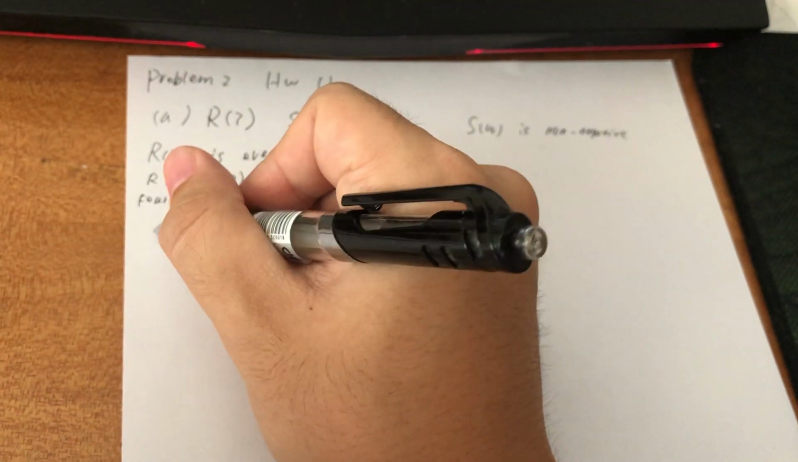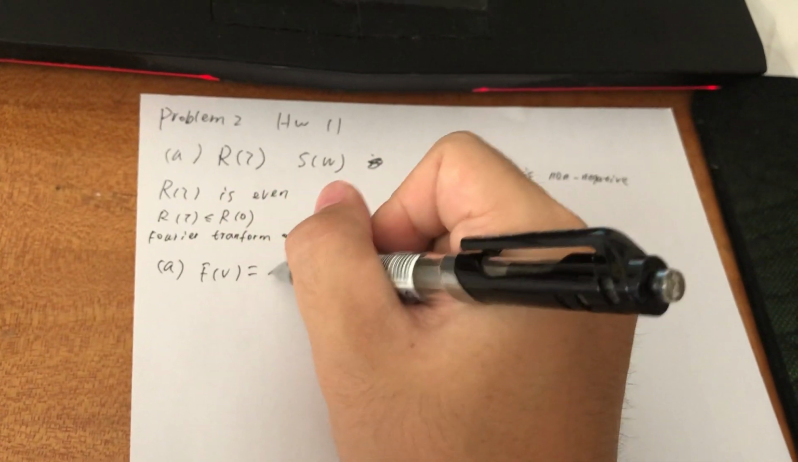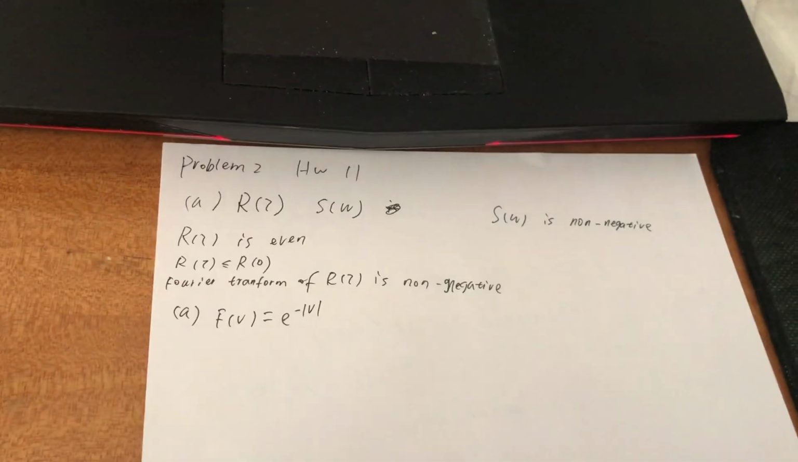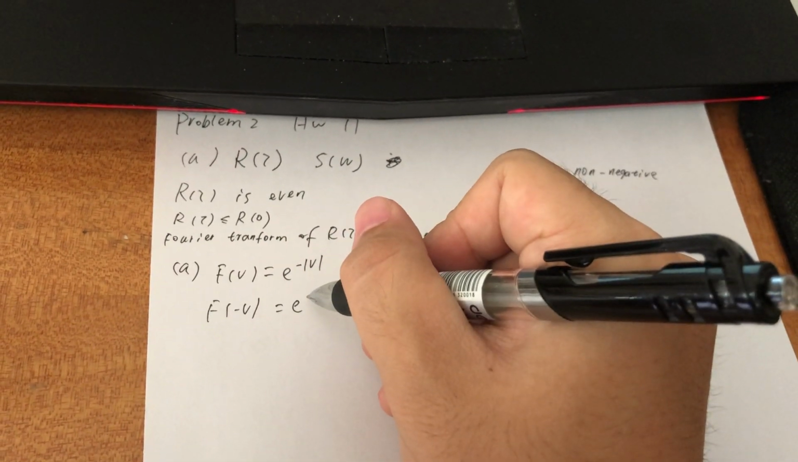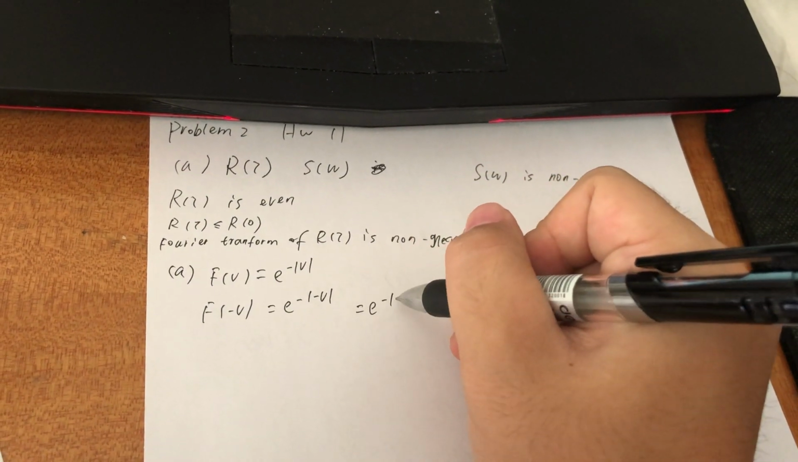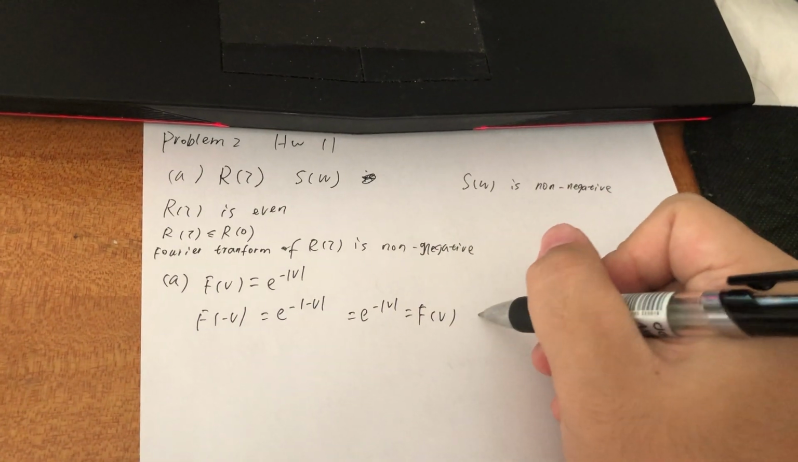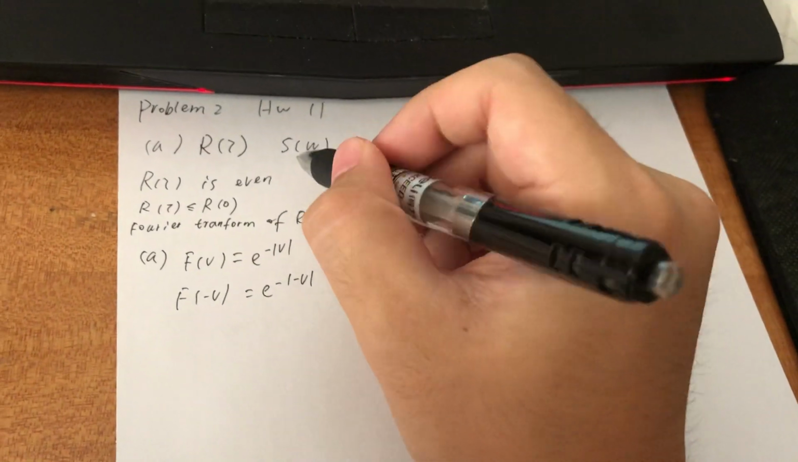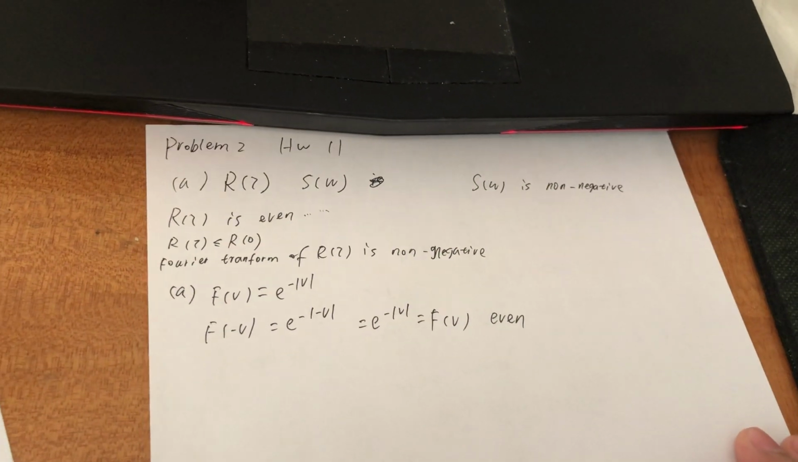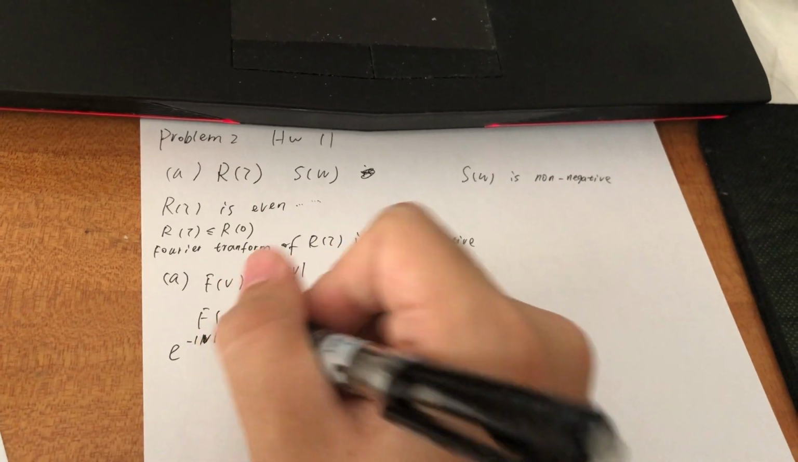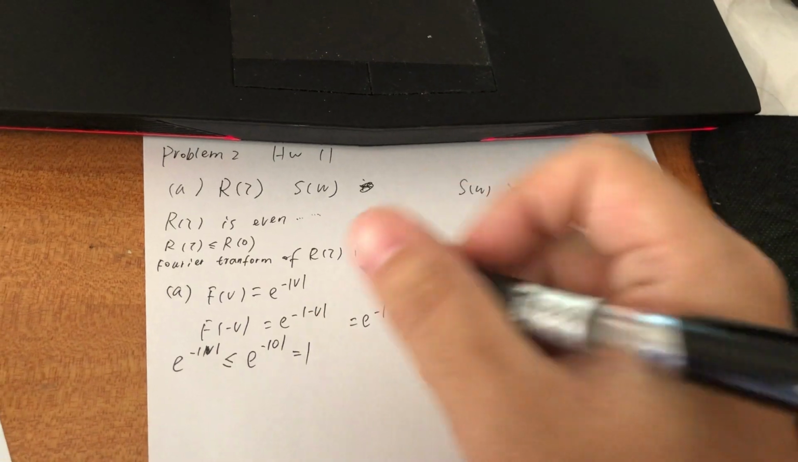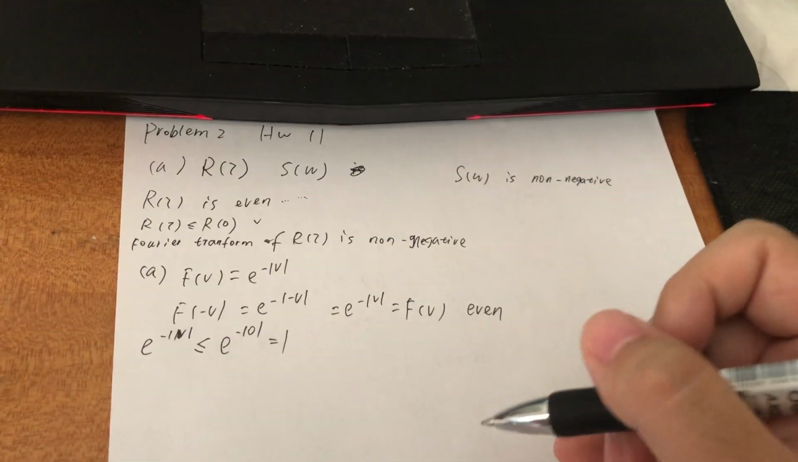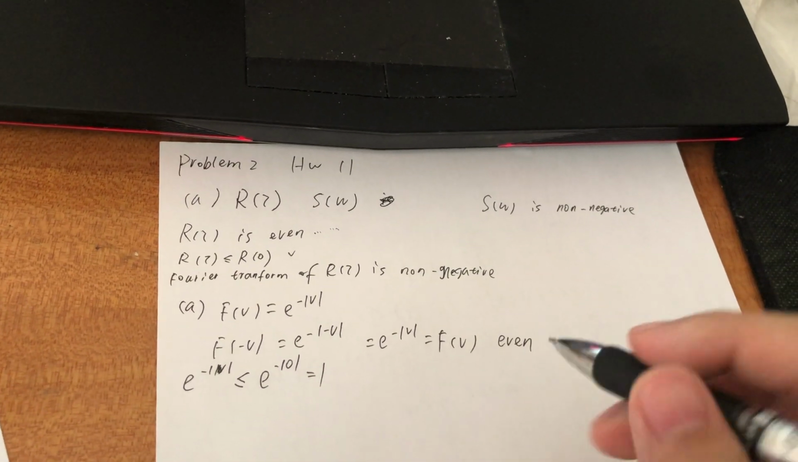So let's see the three functions. The first one: f of V equals exponential of negative absolute V. We can easily see that f of negative V equals e to the negative absolute V, which equals f of V. So this one is even. It satisfies this condition, and this one must be less than or equal to the exponential of 0, which equals 1. We can plug in any number for V, so this is right.